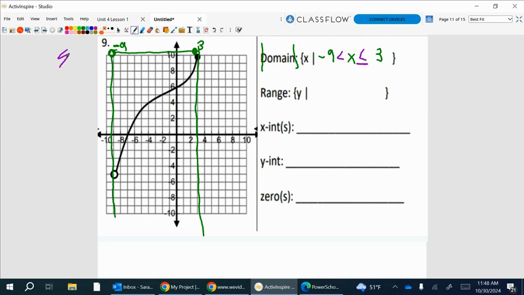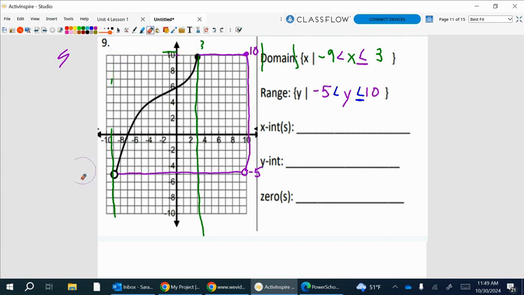Now I'm going to do the range. I'm going to come up from the bottom. The first point I hit here is -5 with an open circle. When I come down from the top, the highest point here is +10 with a closed circle. So my range, all y values from -5 to +10, range is y. Use my less than symbols. -5 is not included, +10 is included.